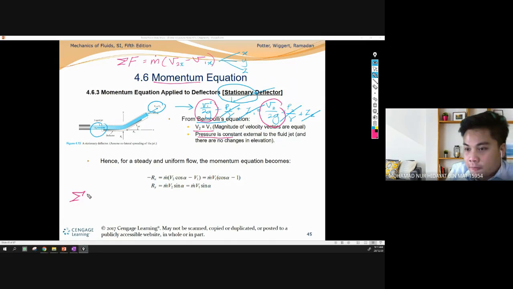It's very easy. I'll show you one example. This is the summation of force in the X component, equal to mass flow rate multiplied with velocity 2x minus velocity 1x. Where is the summation of force in the X component? You can see here we have only the Rx component. Rx is pointing to the left, so it is negative Rx, equal to mass flow rate multiplied with velocity 2x. This velocity 2 is the final velocity referring to the X component.